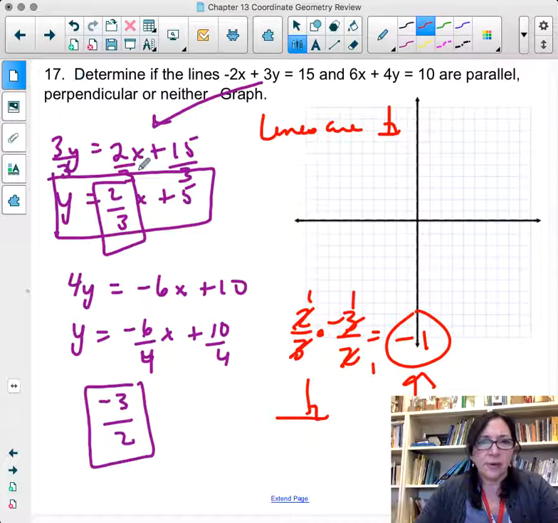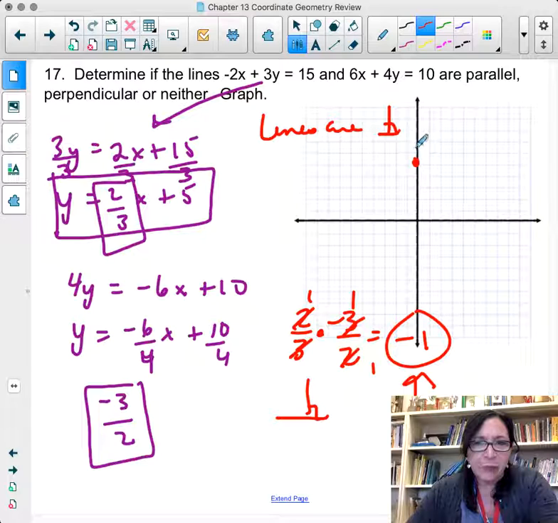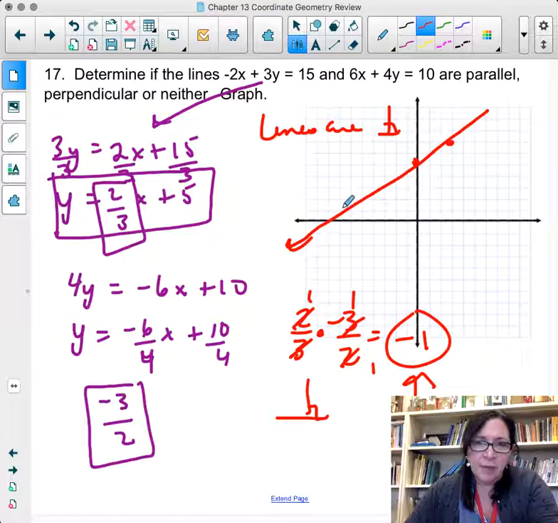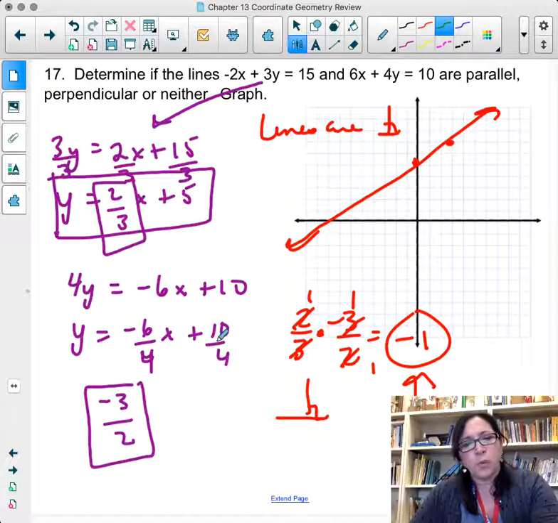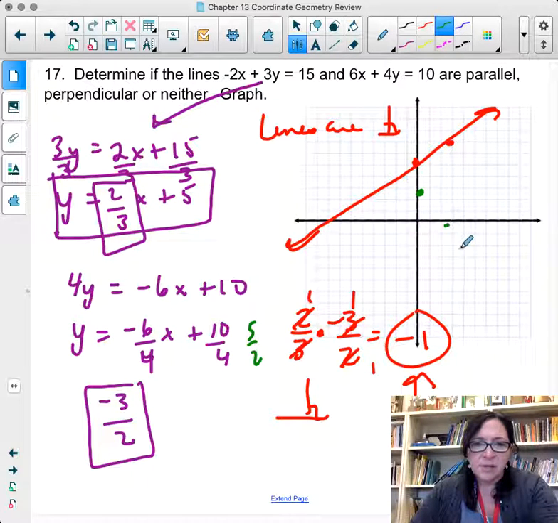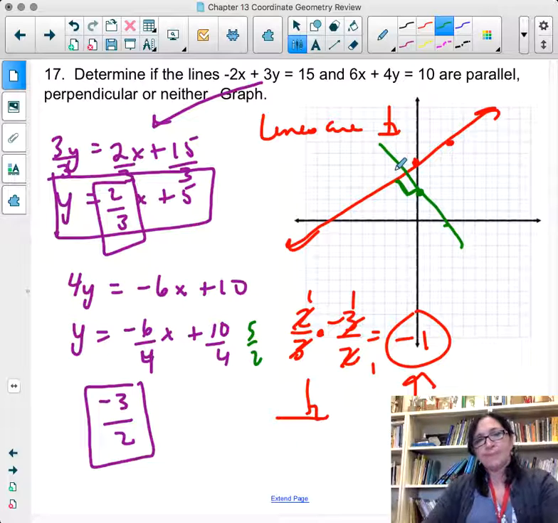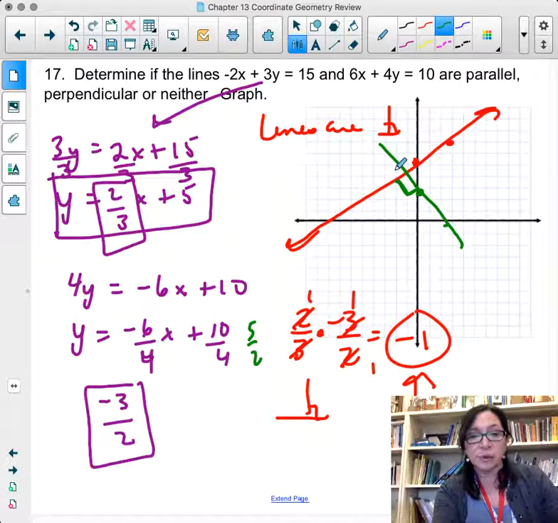And you can also graph those since I've already solved for y. I mean, it's pretty easy now. Start at 5, go up 2/3. Okay, there's that line. The other line, where is it? Here. y equals 10/4. So 10/4, what is that? 5/2. 2.5. So I start at 2.5, and then I go down 3/2. So that's like this. I don't know, it didn't ask me what the point of intersection was. It just asked me if they were perpendicular, which they are, because they have opposite reciprocal slopes.